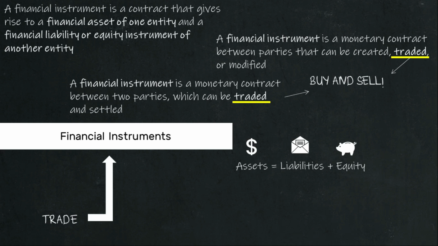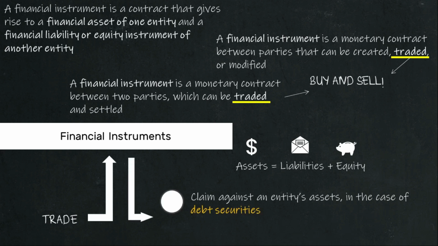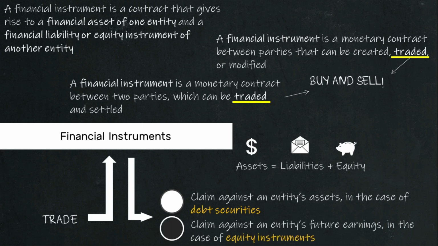So, financial instruments are what are traded in the financial system. Financial instruments represent either a financial claim against an entity's assets. For example, imagine you are a bondholder. That means you have a financial claim to the assets of the entity when you demand for repayment. Or a claim against the entity's future earnings, such as when you are a shareholder who has the right to receive profit sharing, aka dividends. Needless to say, bonds and shares of stocks are examples of financial instruments.